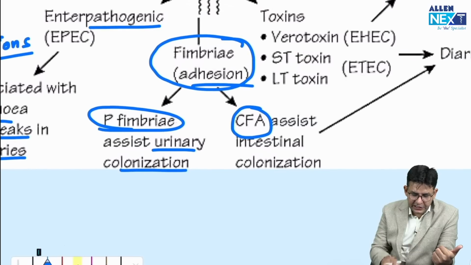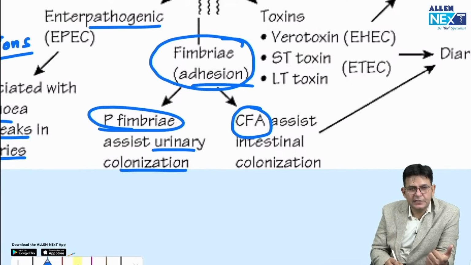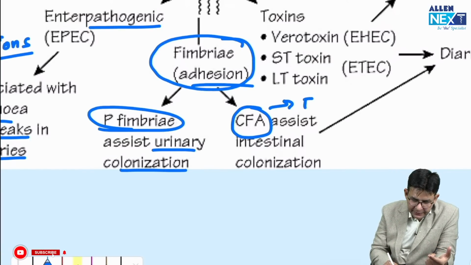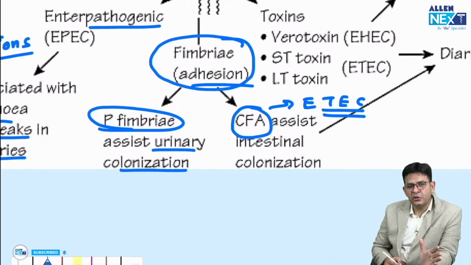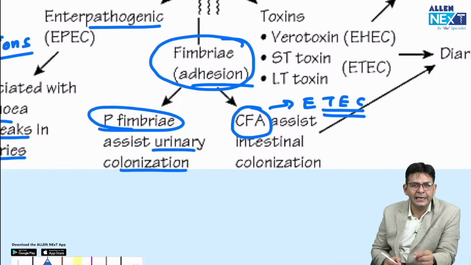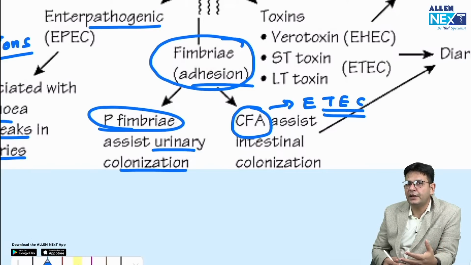CFA, colonization factor antigen. You're observing this colonization factor antigen, and this particular CFA is present in ETEC, enterotoxigenic E. coli. This question can come this time, and when I say this question can come, usually it comes. So CFA is colonization factor antigen, and this is present in ETEC, which is one of the common causes of traveler's diarrhea. It is the most common cause of traveler's diarrhea.